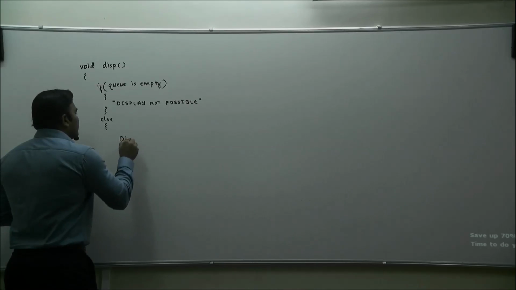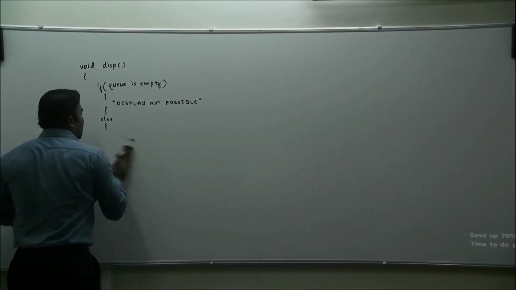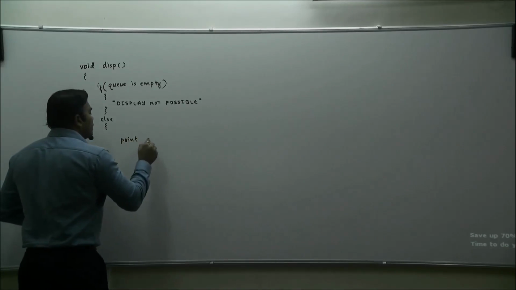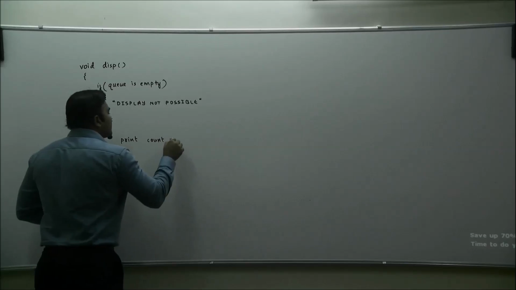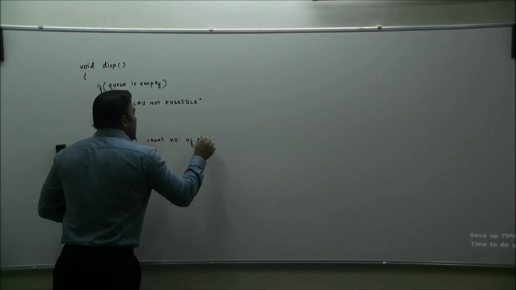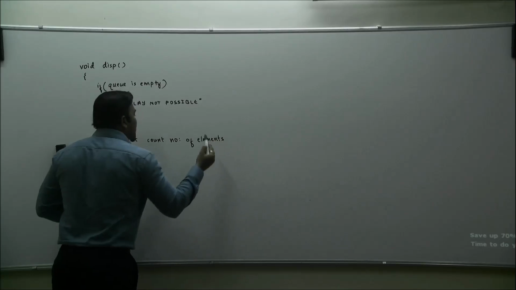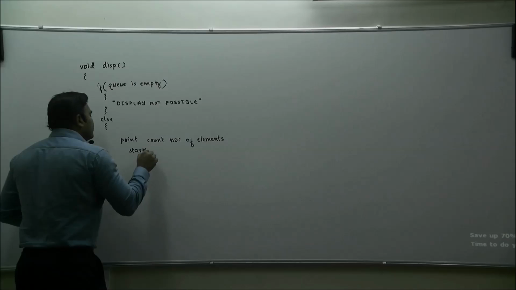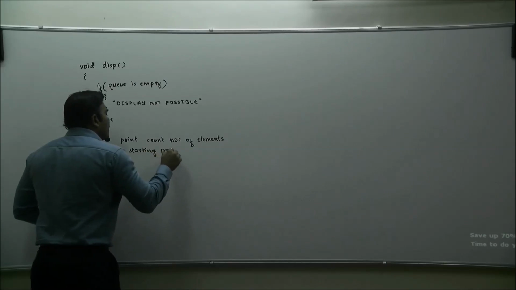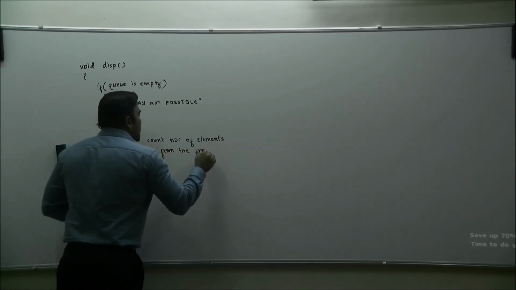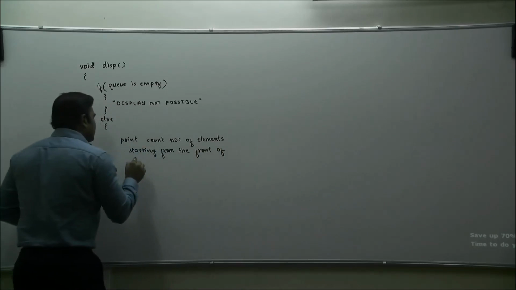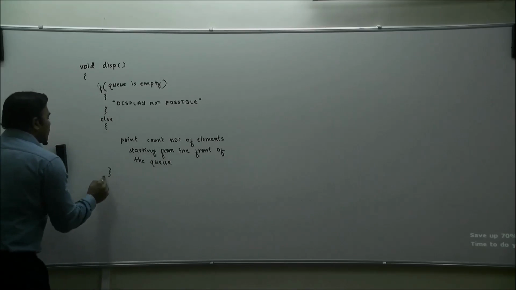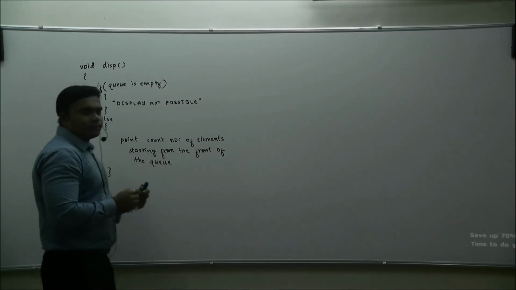Display, or in other words, print. Print what? Print count number of elements. Starting from where? Starting from the front of the queue. Starting from the front of the queue. That is what I would suggest. This is the closure of it.